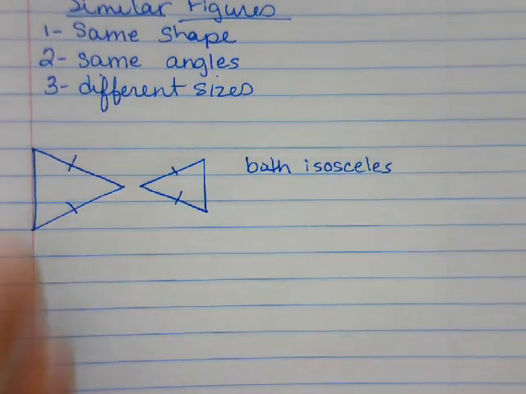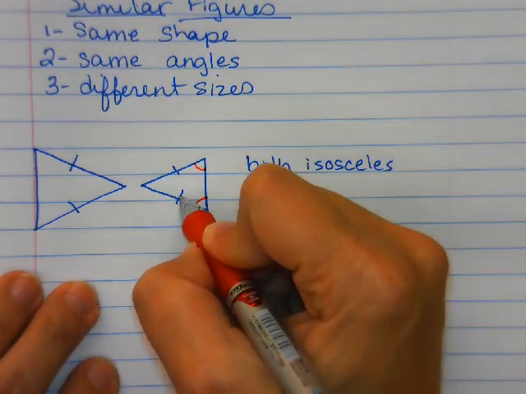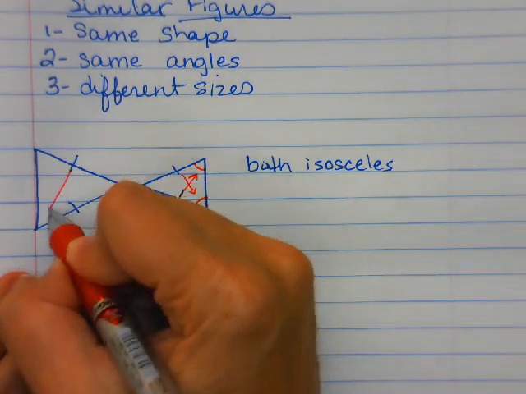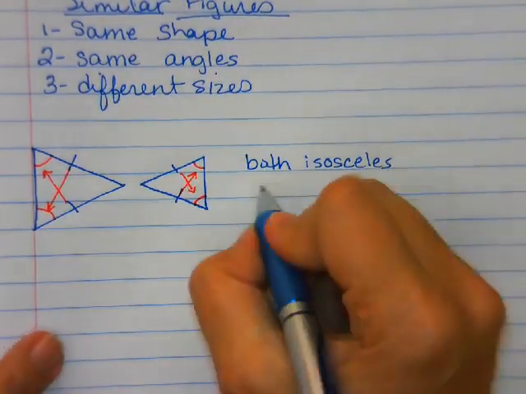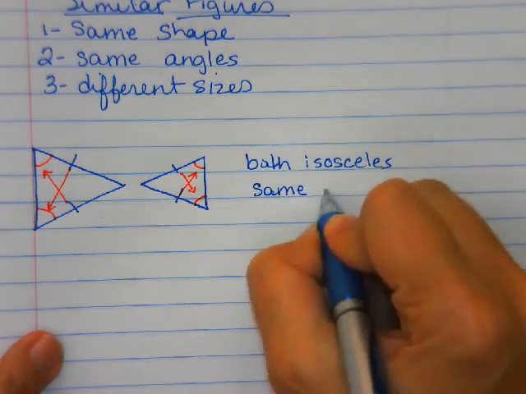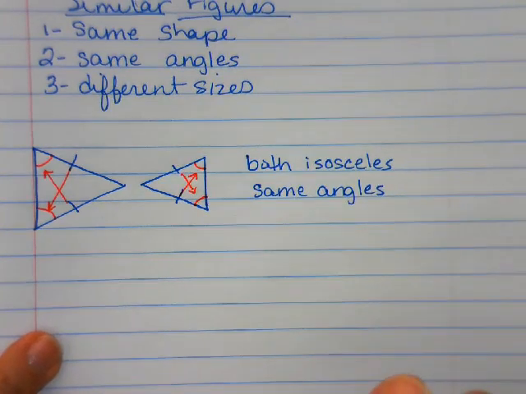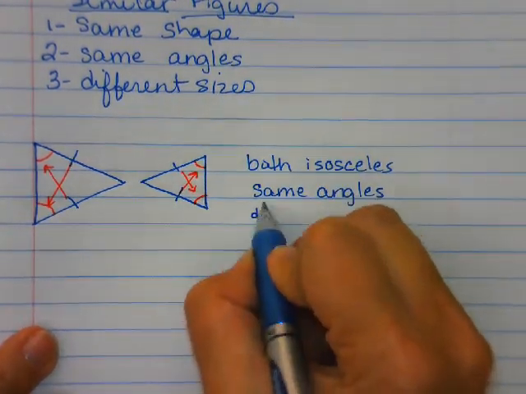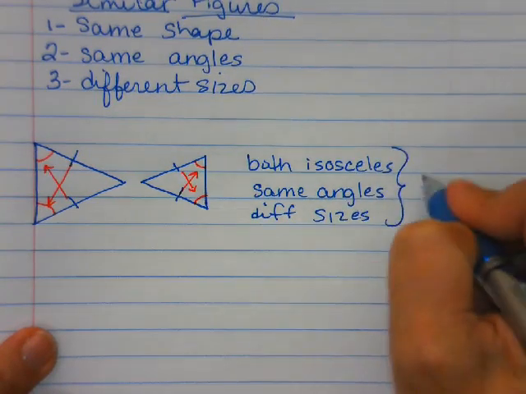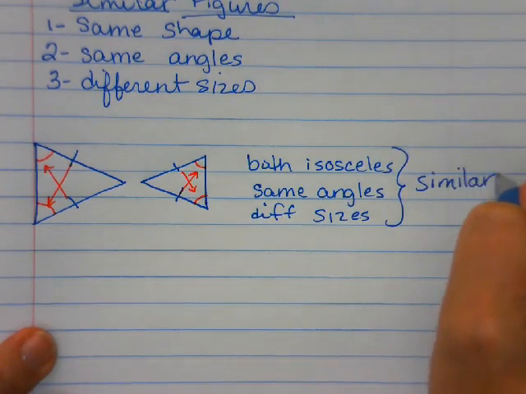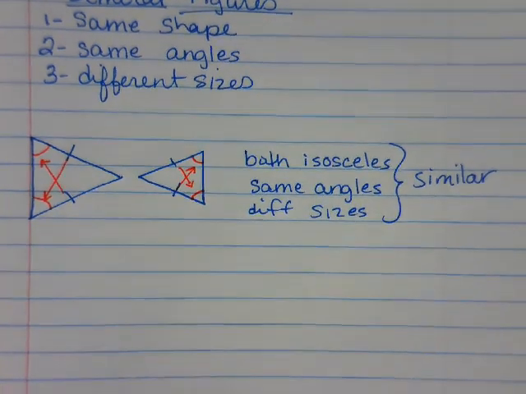And we know that because these are equal sides, the angles directly across from them are also the same. So we have same angles. Even though we don't know the angle measures, we know that just by the sides. And they are, in fact, different sizes. So that means that, yes, these two are similar. Okay?